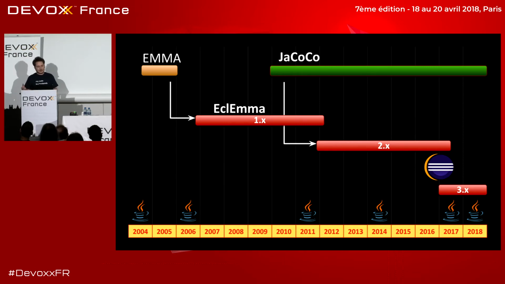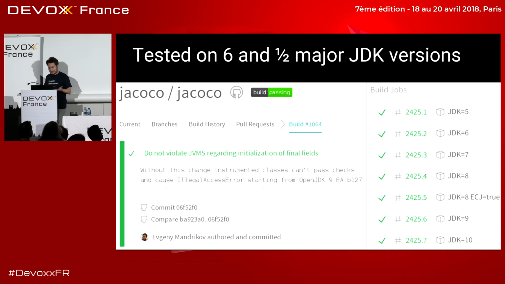So it doesn't require actually existence of a source code. It recognizes the bytecode. If you don't have a source code, you still can have coverage metrics. Let's move forward. It is tested on a wide range of JDK versions, on 6.5, half, because we also test on early access builds of 11, which is not yet released.